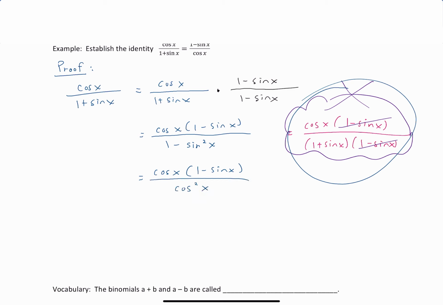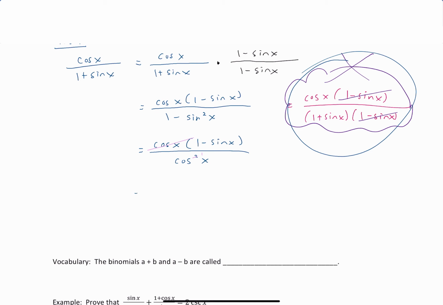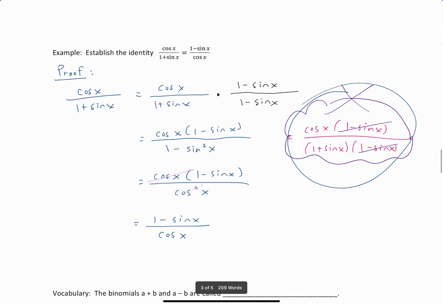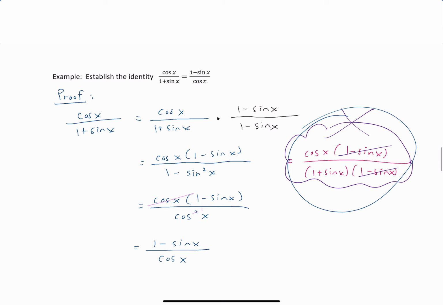And now if I cancel, I won't just be going in a circle. So I'm going to cancel the factor of cosine on top with one of the factors of cosine down below, which will leave me 1 minus sine of x over cosine of x. And I think that's what I needed to show. Yes, that's what I needed. So I am done. Yay!